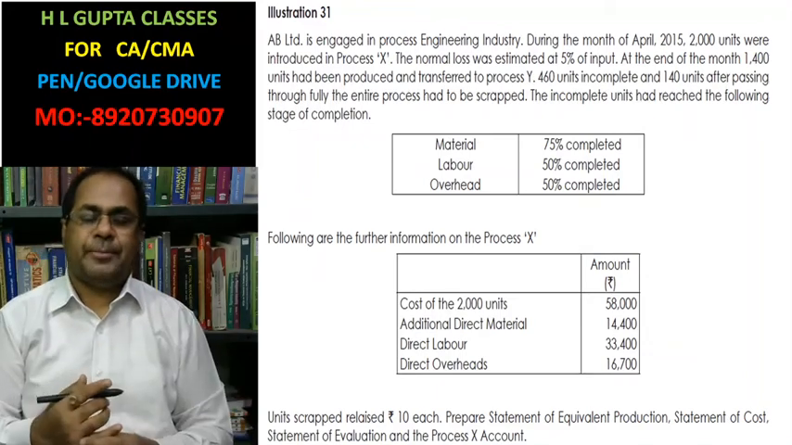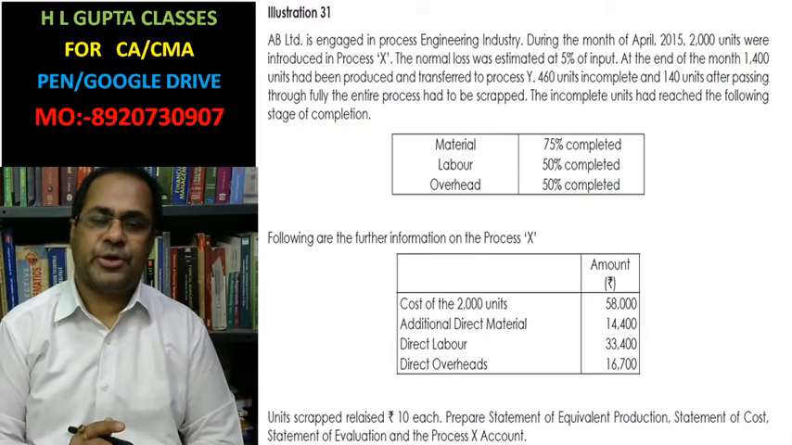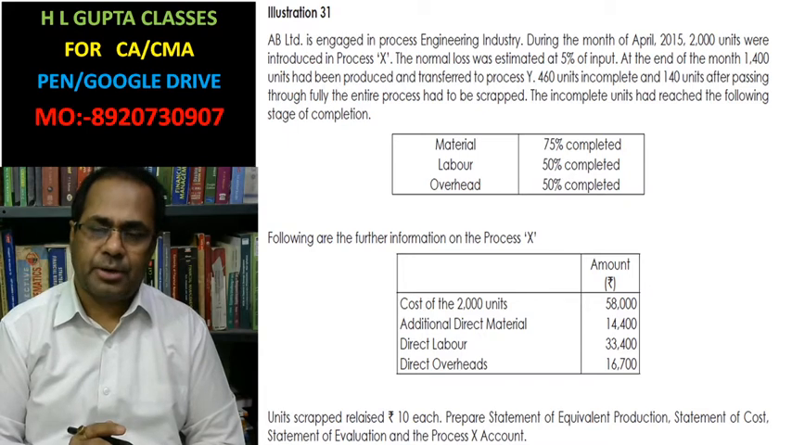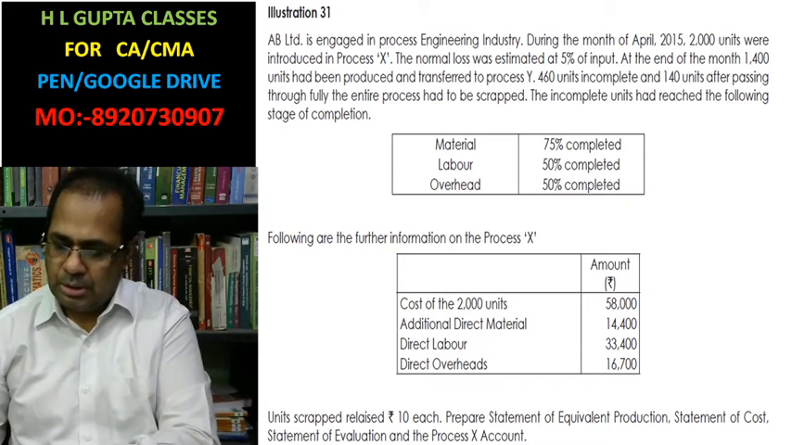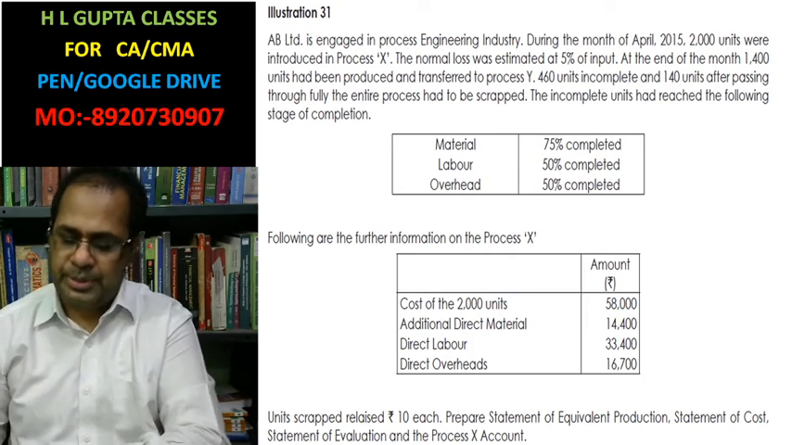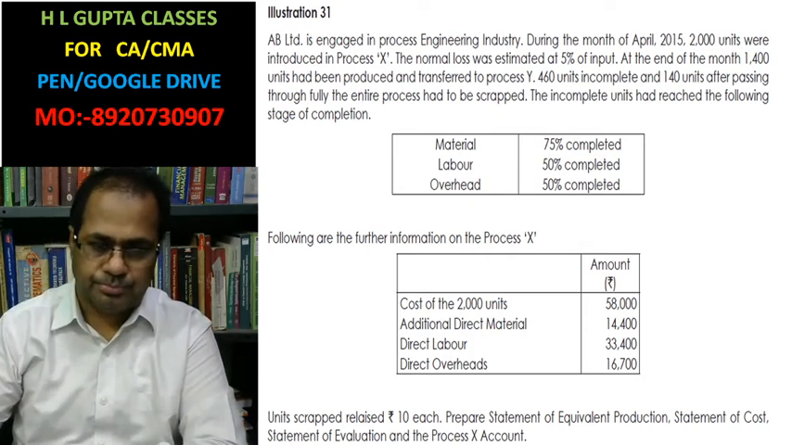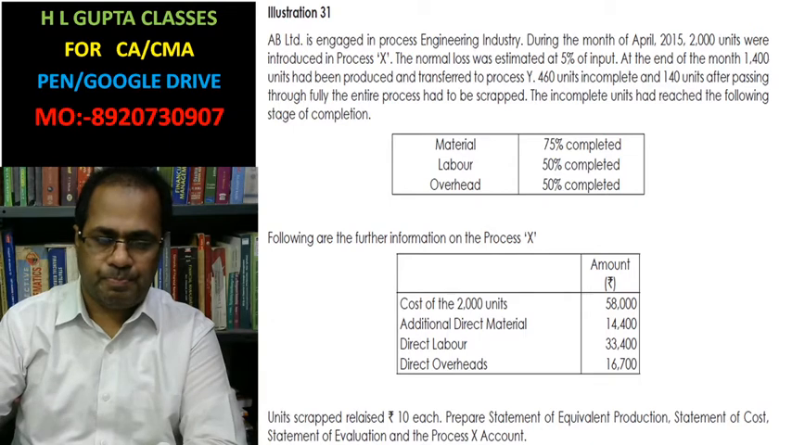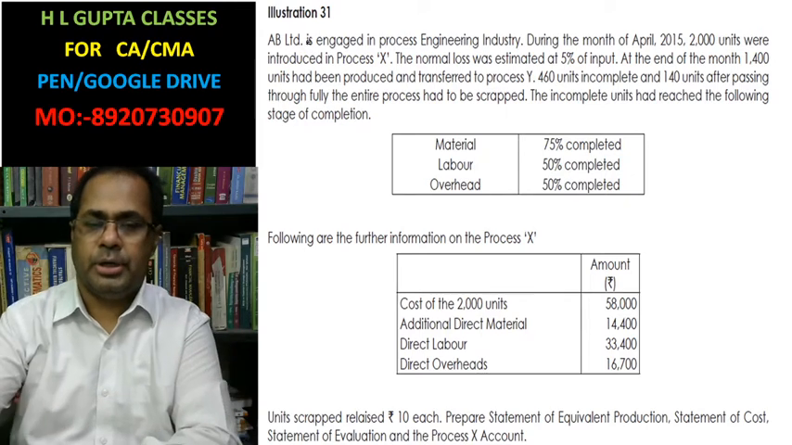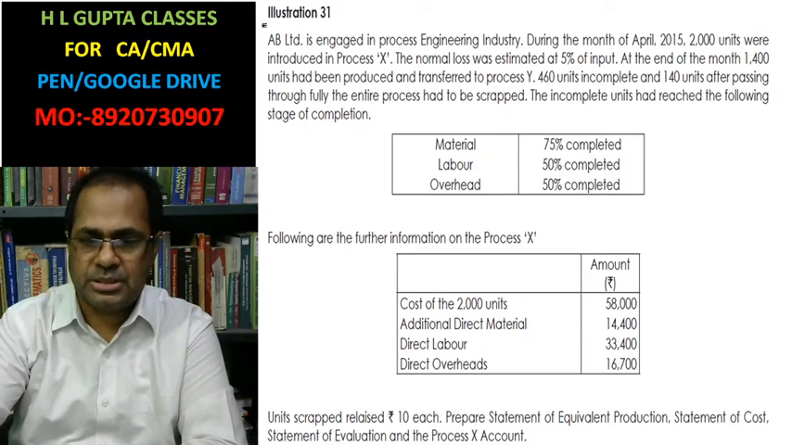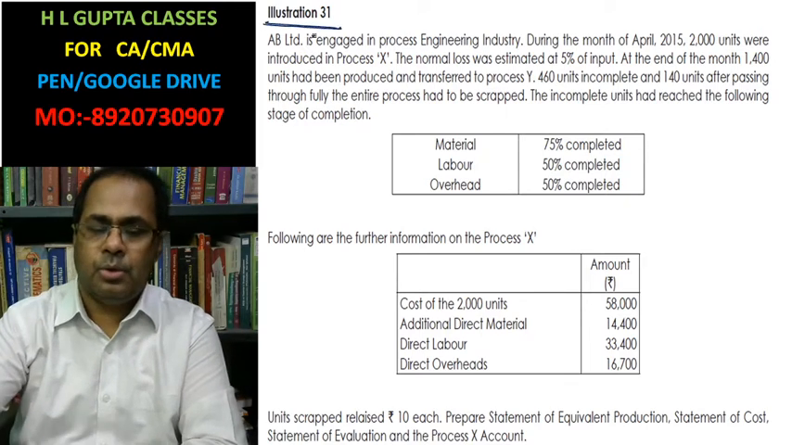Hello friends, I am going to start illustration 31 of CMA Inter Cost Accounting, first group. Please read the question. This is the question on equivalent production units. Illustration number 31. What is the question?